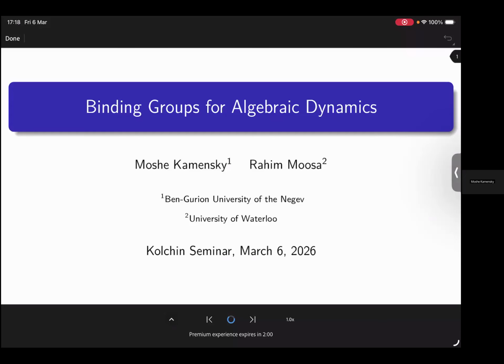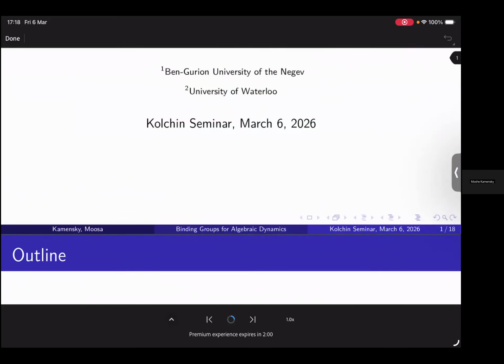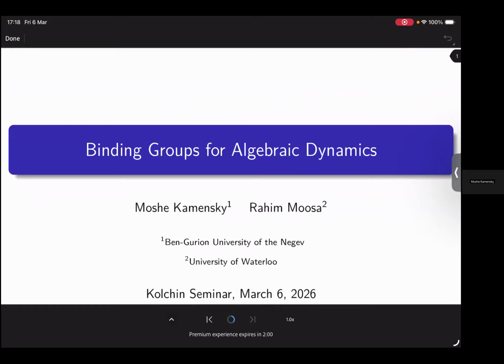Anyway, I'll just proceed. So this is a generalization of some work that was done by Rahim and Freitag and other people from the differential setting to the difference setting, and it's a generalization of one component, namely the binding group, which in the difference case is a bit more complicated. So that's what I'm going to talk about.